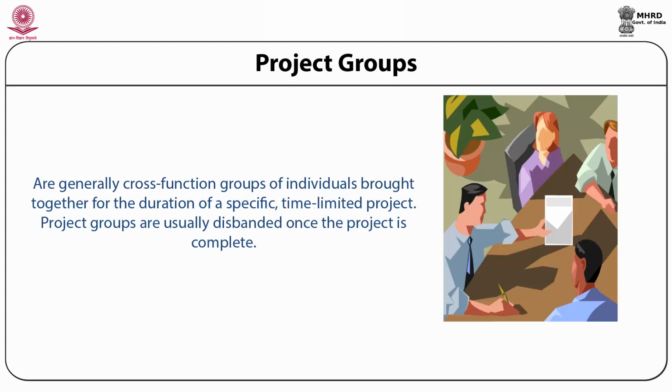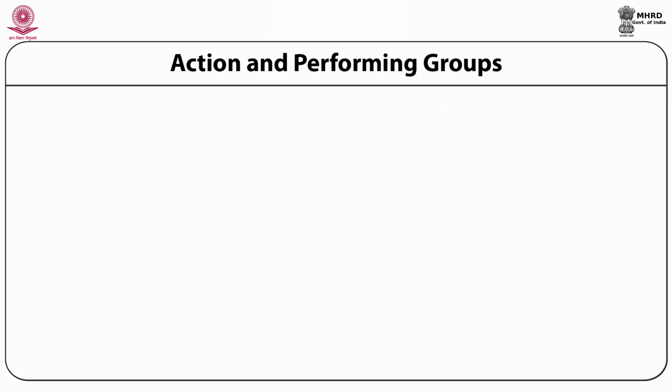The members of the group can be from marketing, human resources, finance, IT, or production. So basically, a project group encompasses people coming from a cross section of the managerial cadre in the organization. As soon as the objective or project is accomplished, the project groups are usually disbanded once the project is complete.